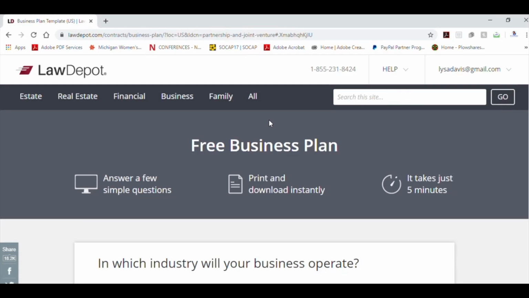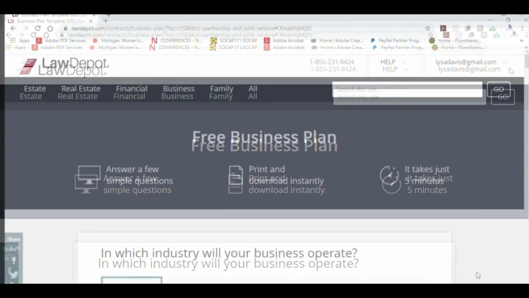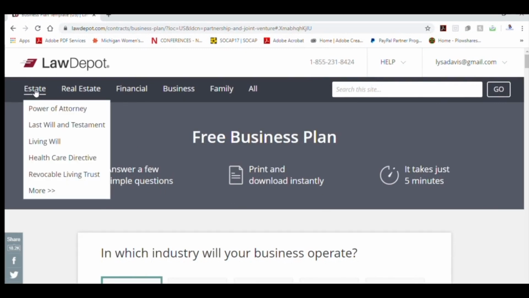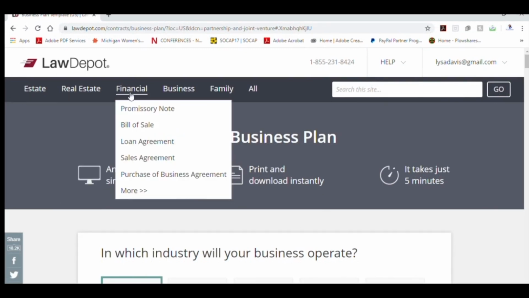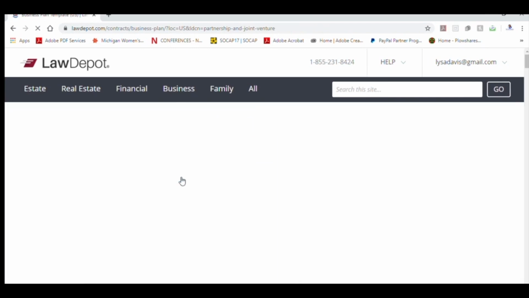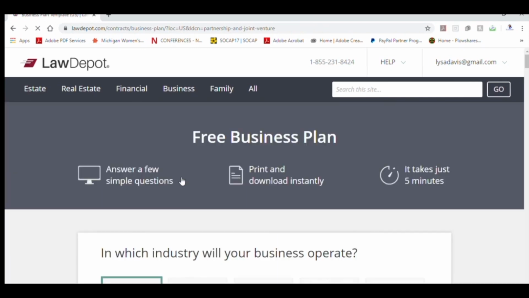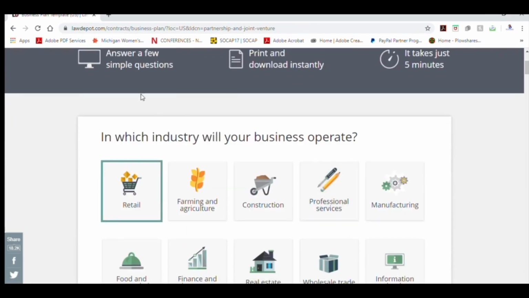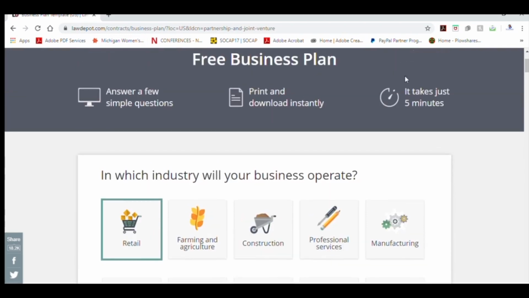All the time. So let's get started. Here you see on the start page, on the first page, all the different categories that they have, right? So business plan, I will go to that page and click free business plan. Now it says answer a few simple questions, print and download instantly. It takes just about 5 minutes.